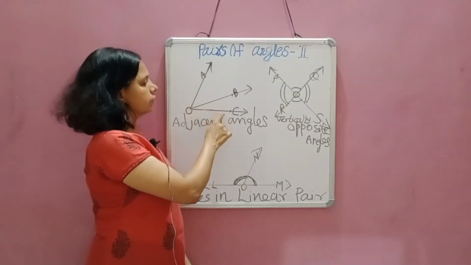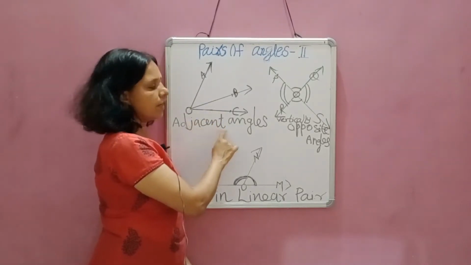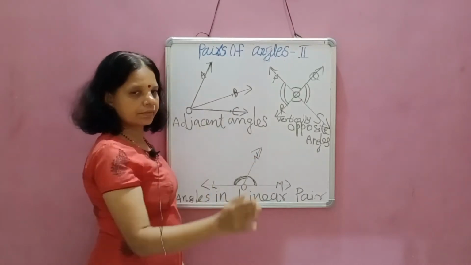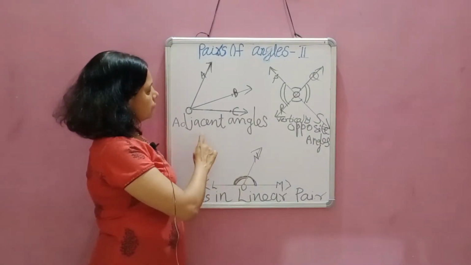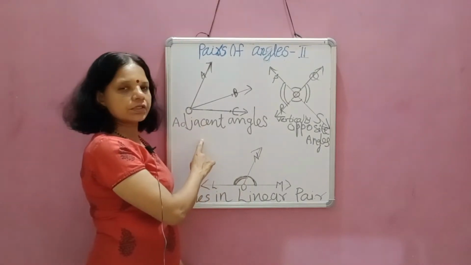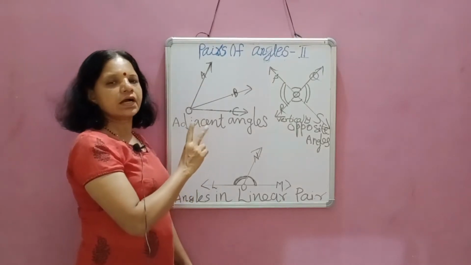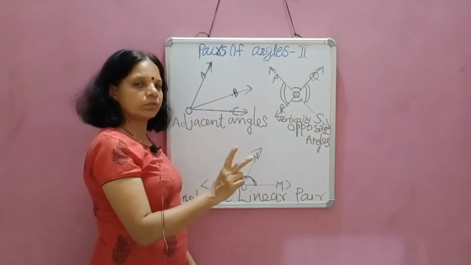They are said to be adjacent angles. What is the meaning of adjacent? Nearby, next to. So what is the condition? Two angles having the same vertex and one common side.